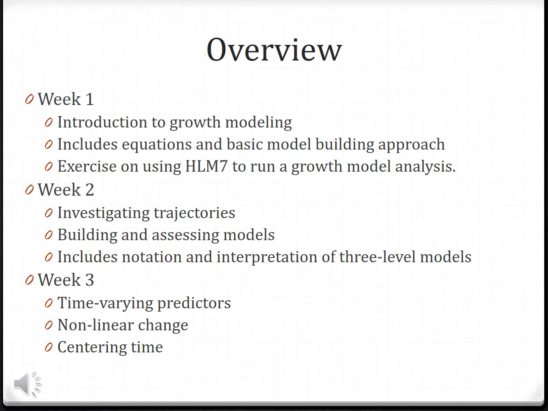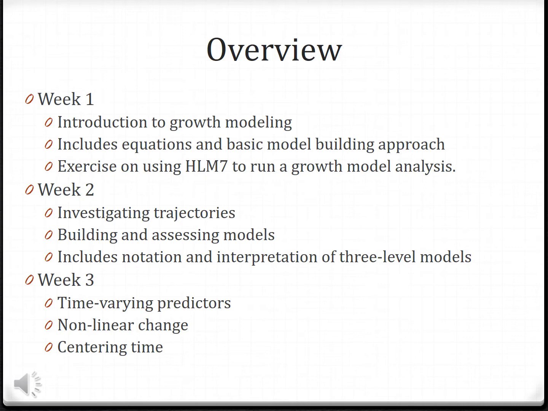This includes equations and basic modeling approach to longitudinal data, and there will be an exercise in using HLM7 to run a growth model analysis. So this is the first introduction. Then week 2, we're going to look at investigating trajectories. So we're going to look at how we can look at longitudinal data before we actually run growth models. And then we'll talk about how to build and assess models.